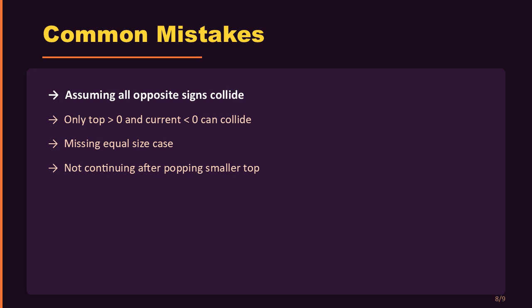The common trap is assuming opposite signs always collide. They do not. Collision is possible only when the stack top is positive and current is negative. Do not miss the equal size case, where both explode. And if the top was smaller, continue the loop because current may collide with another survivor.